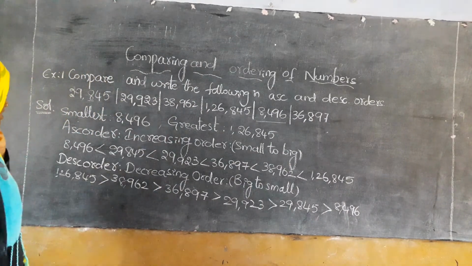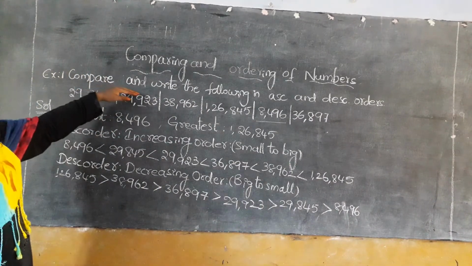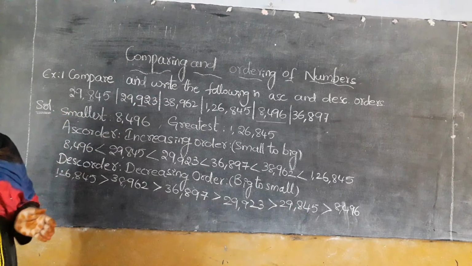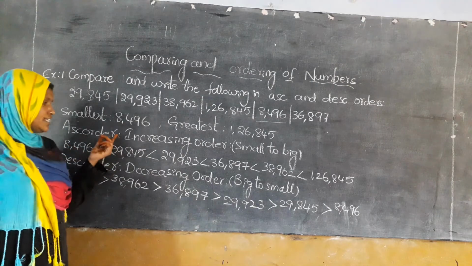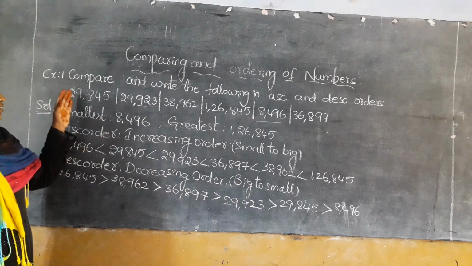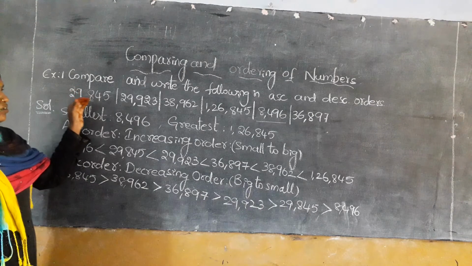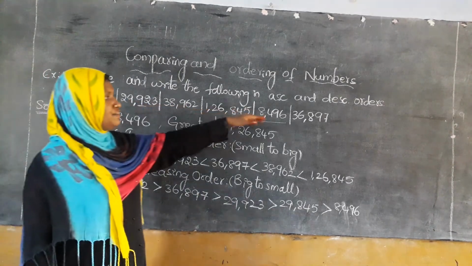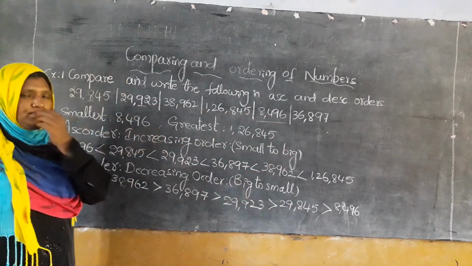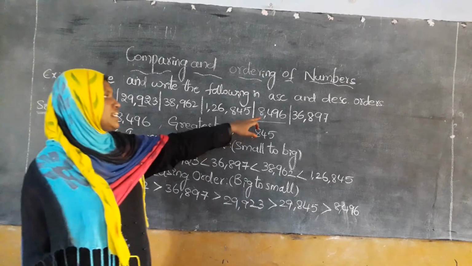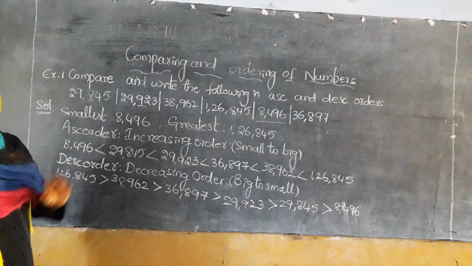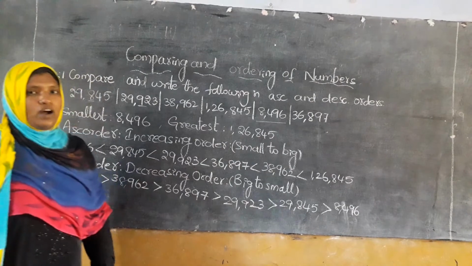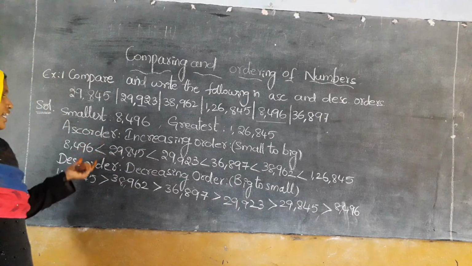So once again, listen now. Compare and write in ascending and descending order. Here is the question. You have to compare and find which is smallest and which is greatest. Also, you have to write in ascending and descending order. To compare, you count the number of digits in the given question. This is 5, 5, 5, 6, 4, 5. So it is clear. Which is the smallest? The 4 digit number is the smallest, 8,496. And the greatest number is the 6 digit number, 1,26,845.